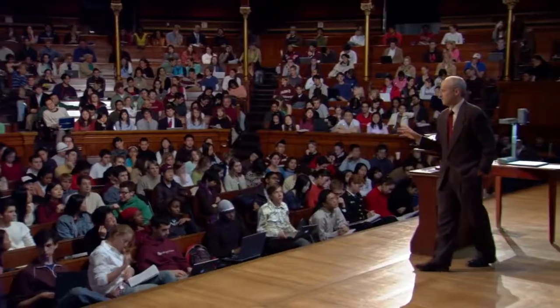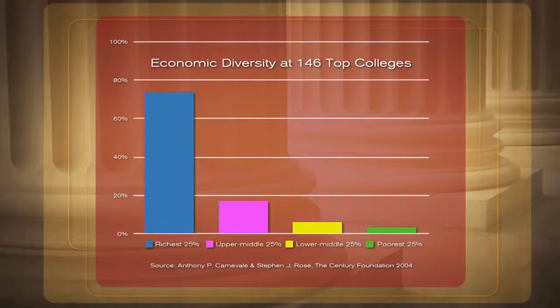Someone did a study of the 146 selective colleges and universities in the United States. And they looked at the students in those colleges and universities to try to find out what their background was, their economic background. What percentage do you think come from the bottom quarter of the income scale? You know what the figure is? Only 3% of students at the most selective colleges and universities come from poor backgrounds. Over 70% come from affluent families.